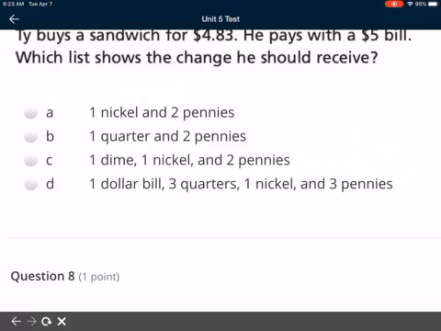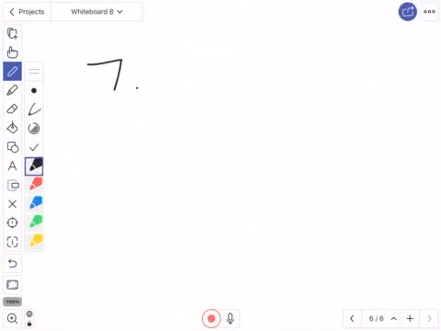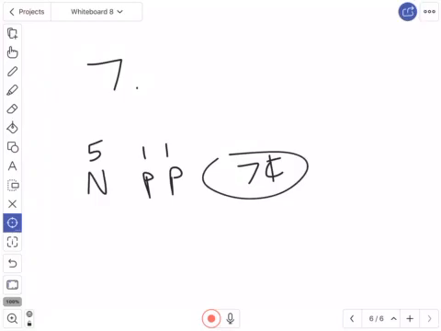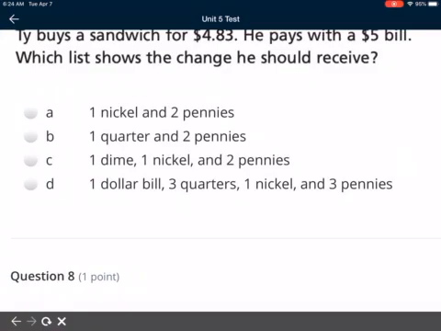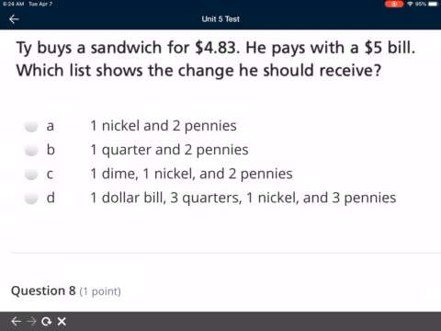Well, I have to remember that. Well, 1 nickel, a nickel is 5, and 2 pennies, that's a 1 and a 1. All that together equals 7 cents. Okay, well, after I figure out my change, is that 7 cents? Is my answer 7 cents? Okay, here's a little hint. Well, it's $4.83. 7 cents wouldn't be enough.